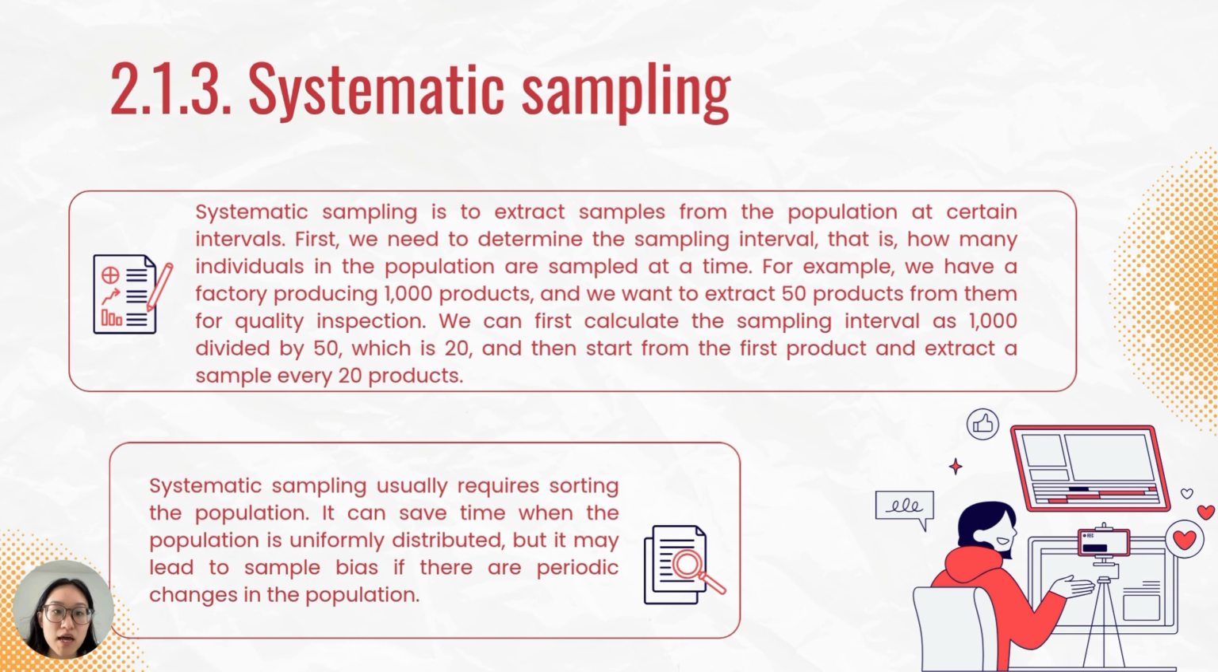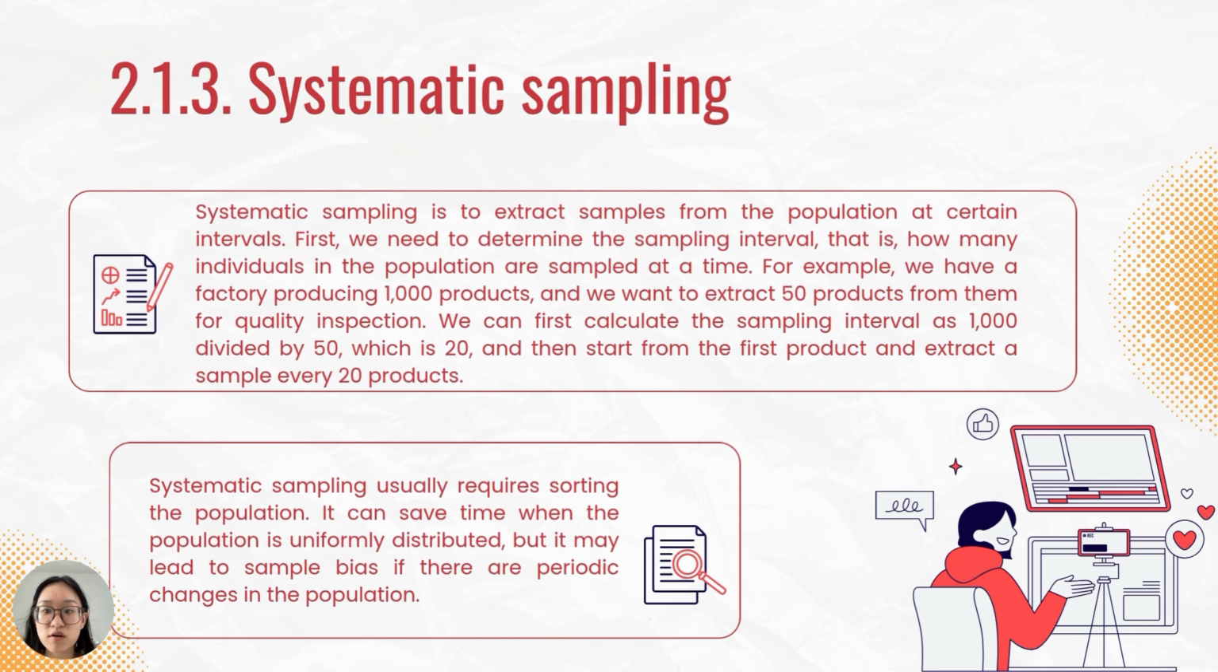And next one is systematic sampling. Systematic sampling is to extract samples from the population at certain intervals. First, we need to determine the sampling interval, that's the number of individuals in the population at which a sample is extracted.